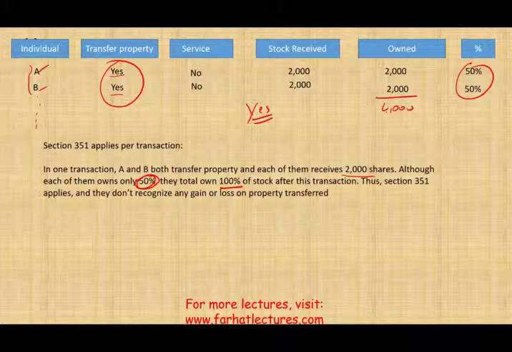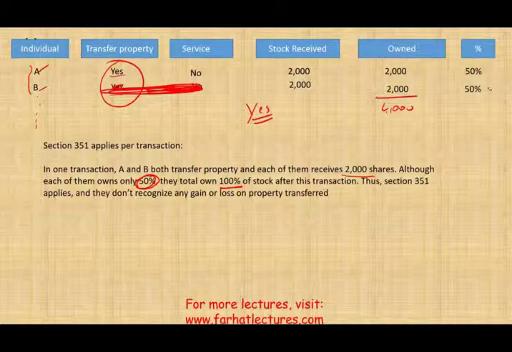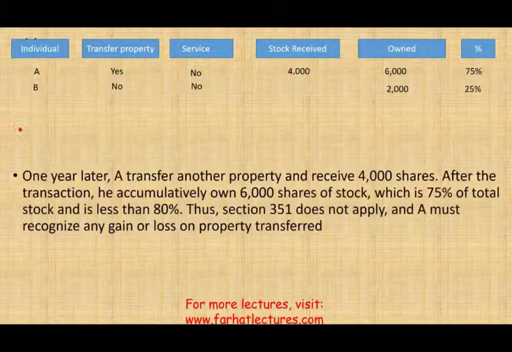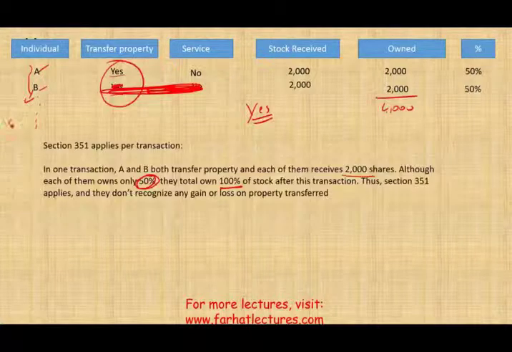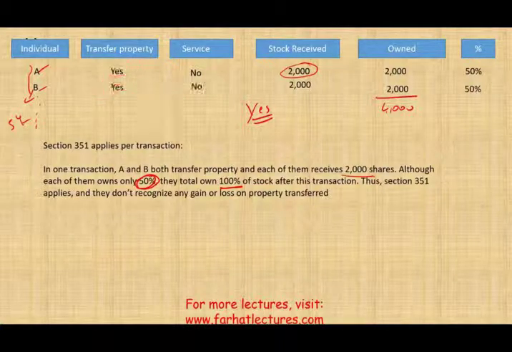Okay? Now, let me change the example just a little bit to tell you where it doesn't apply. Let's assume B owned the 2,000 shares prior. So here's what happened. B already owned this, let's just make it 5 years ago. So 5 years ago, B owns those shares, and A came in and contributed another 2,000 shares. Then guess what? Those 2,000 shares for A, the value, whatever the property, if there's any gain, it will be taxable. But what we said here is they did it together. So A contributed and B contributed at the same time.